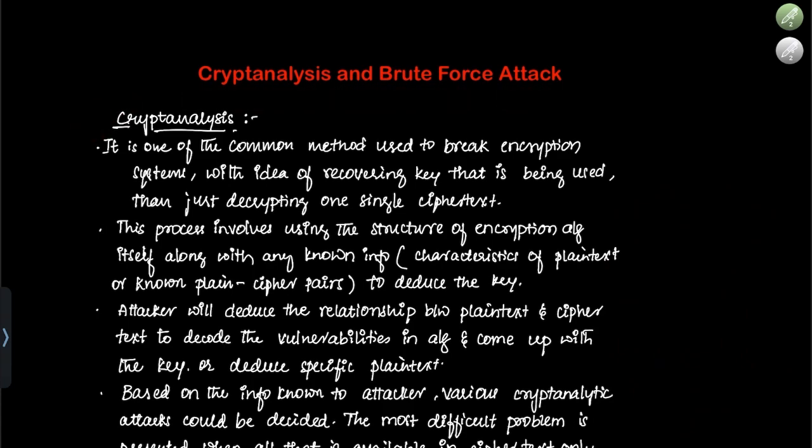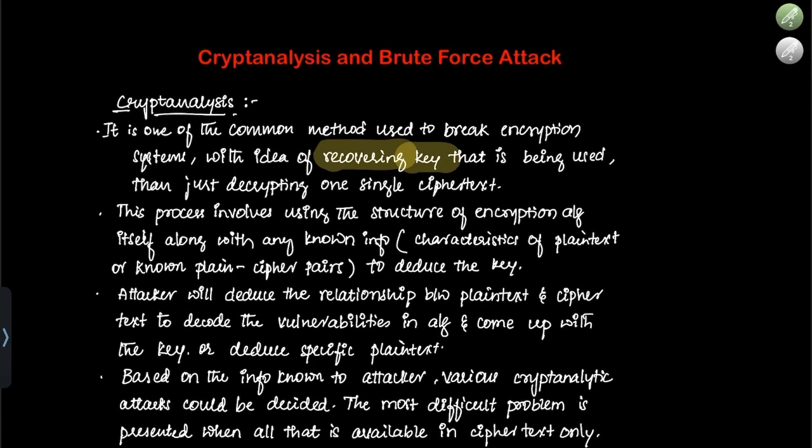Cryptanalysis is one of the common methods used to break an encryption system with the idea of recovering the key that is being used rather than just decrypting one single ciphertext. So here, as I told, the main attention is recovering the key. The process involves using the structure of the encryption algorithm along with any known info. Here the known info could be the plain text, the ciphertext, or a combination of plain text and ciphertext in order to deduce the key.